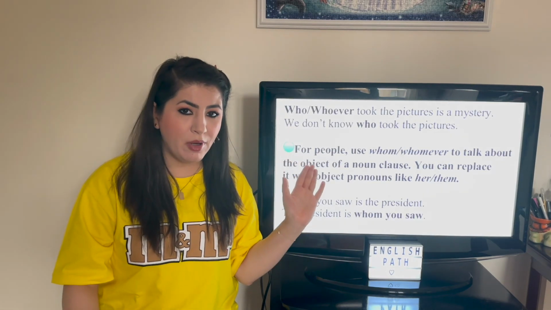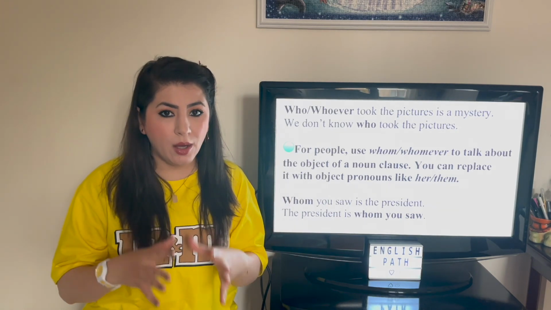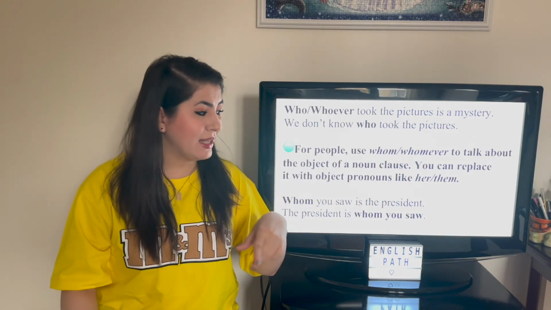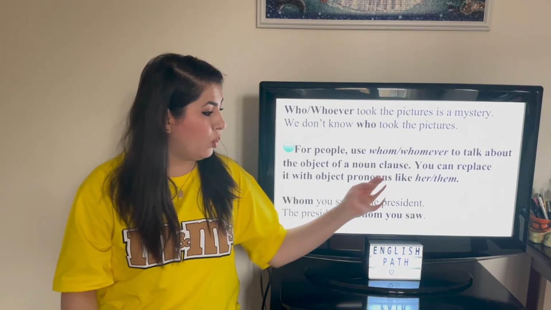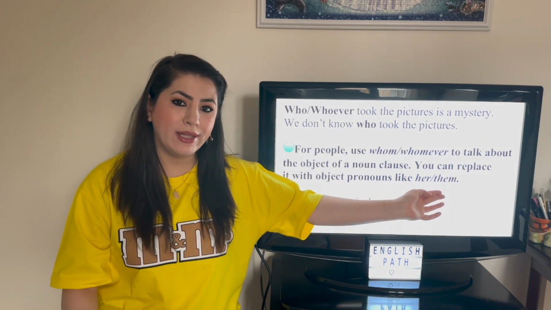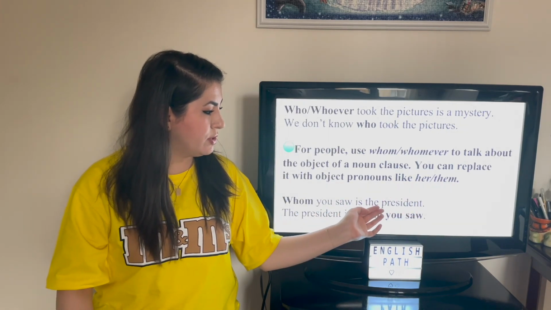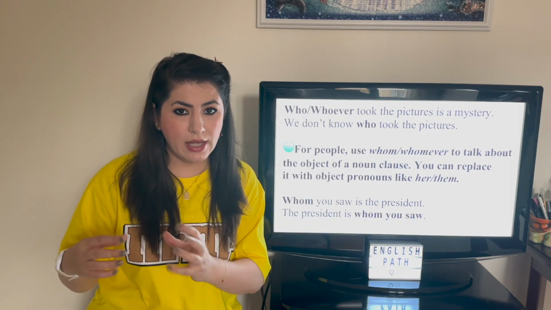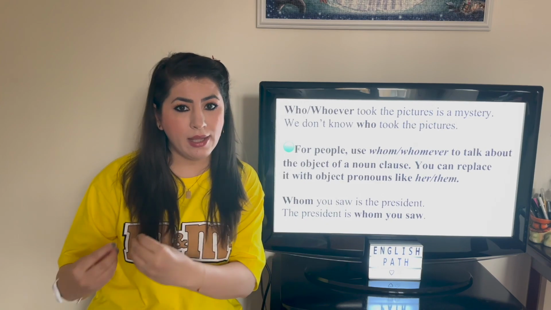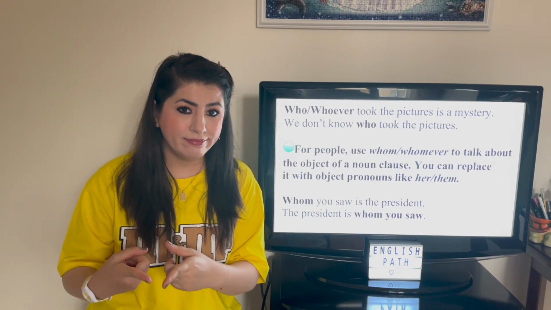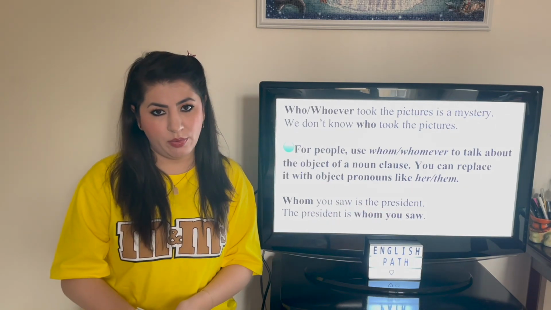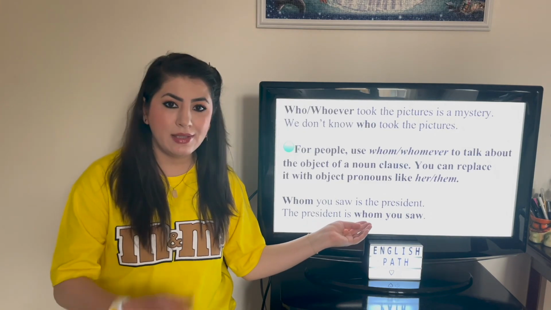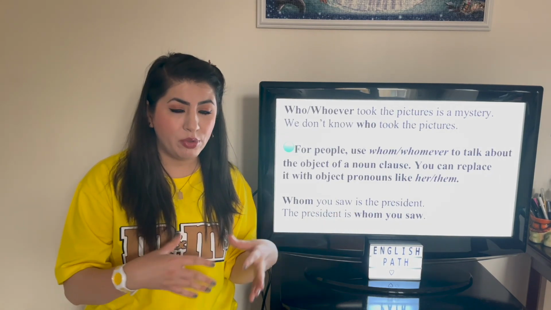But for people, when you're talking about the object of a noun clause, you have to use whom or whomever. And in this case, you can replace whom or whomever with object pronouns like her or them. For example, whom you saw is the president. You saw someone, right? Someone is the object. You saw him. You saw her. So, whom you saw is the president. The president is whom you saw. The president is him, right? Is the person you saw.